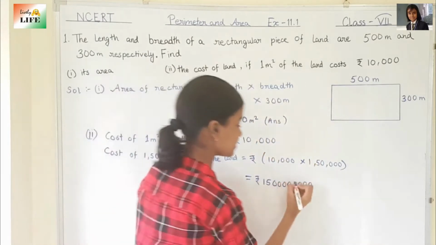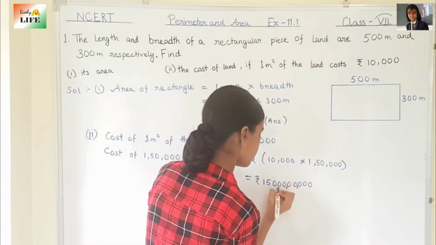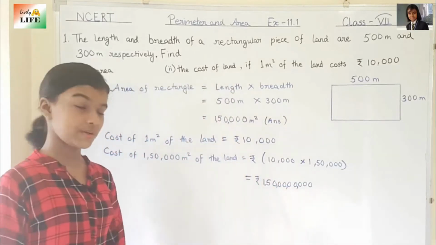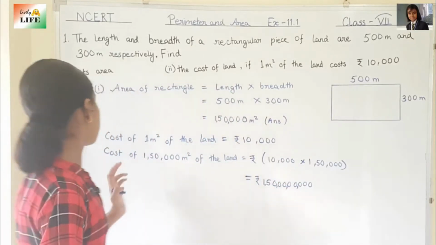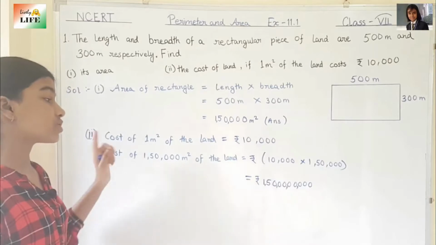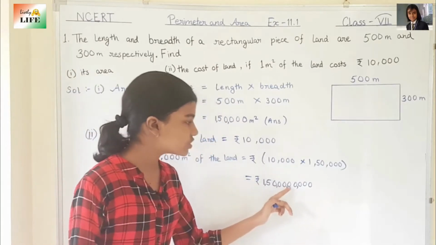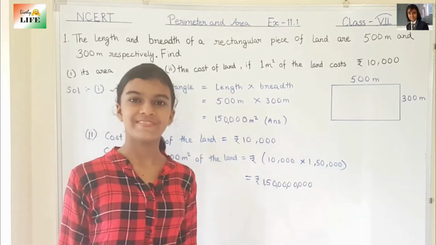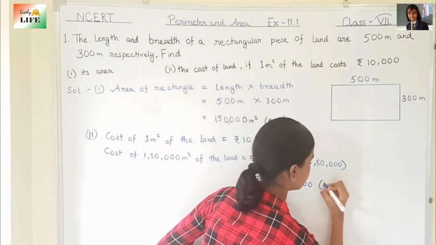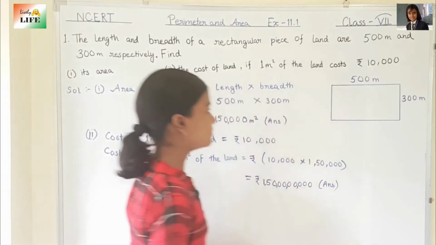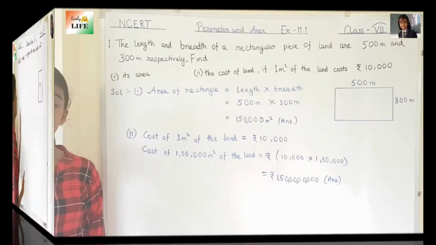Right? You can see such a big answer. So the cost of 1,50,000 meters square of the land is what? It is rupees 150,000,000,000. This is the answer. Okay. So with this we have completed question number 1.